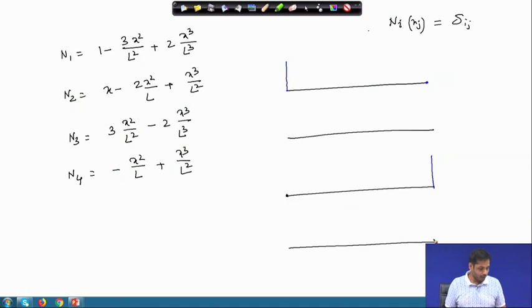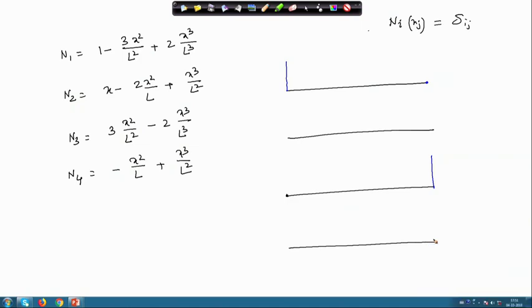Finally, N4. Now, what is important here, you see, N2 is associated with... before that, we also discussed, if you recall last class, that if we take the summation of all these shape functions, then it will be 1. Now, you take the summation of N1, N2, N3, N4 at any arbitrary value of x, suppose x is equal to 0 or x is equal to 1 or any point, and check whether they are 1 or not.